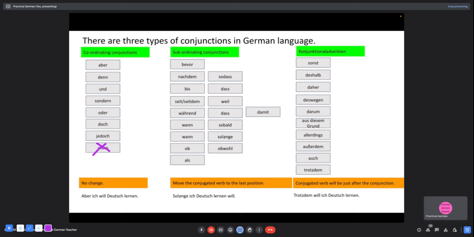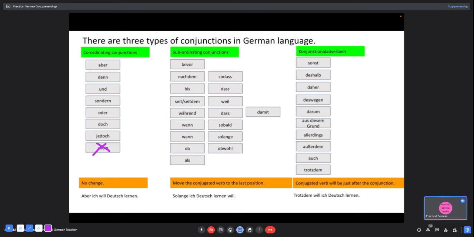"Sonst", which is like "otherwise". You can say it in English, you can say it in German. Like, "Study, otherwise..." Go ahead. Wir treffen uns heute oder sonst gehe ich zu Bett.